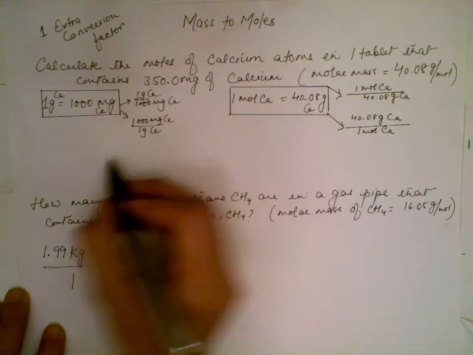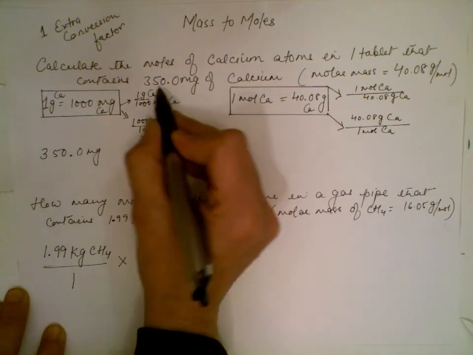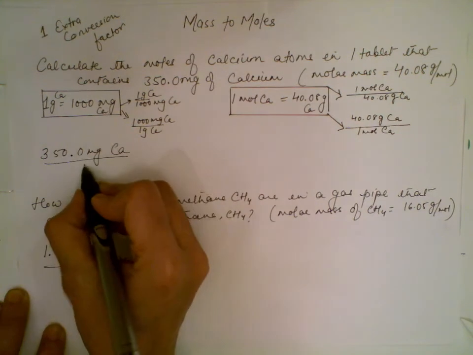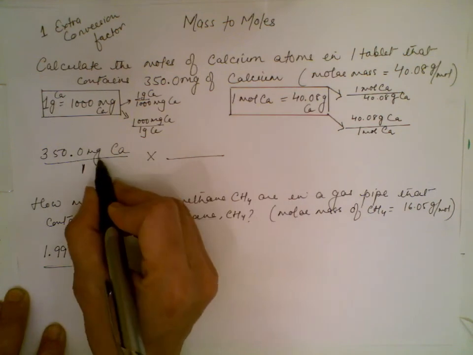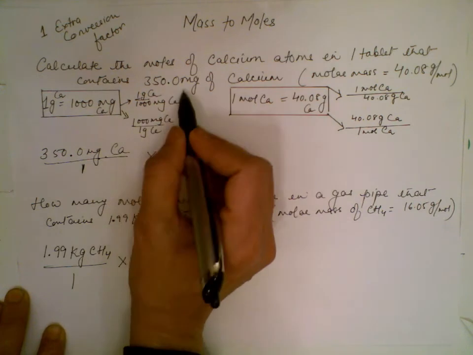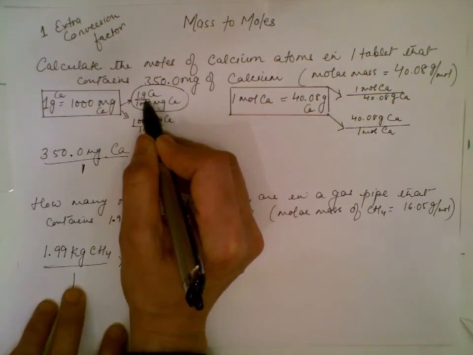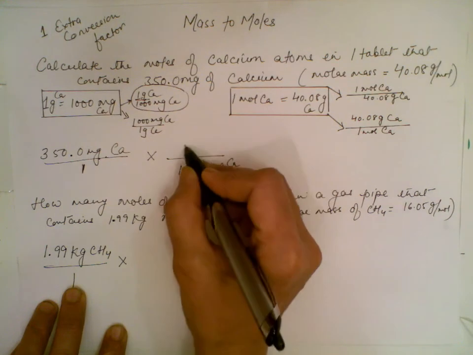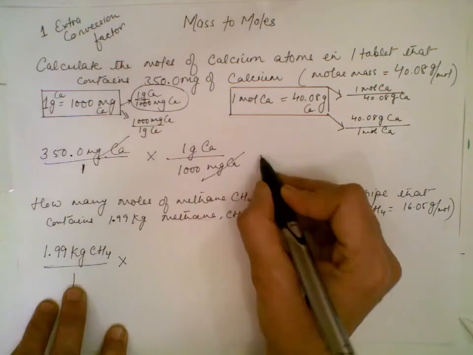Okay, let's start with the given. 350.0 milligrams of calcium, this is your given. Again, don't forget to divide by 1. Put 1 in the denominator. Now we don't want this milligram, right? What do we want? We want grams. So we are going to pick this fraction so that we have grams at the top. Okay guys, so I'm going to write it like this: 1000 milligrams of calcium is equal to 1 gram of calcium. Cancel these units.